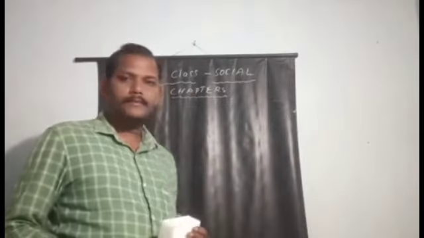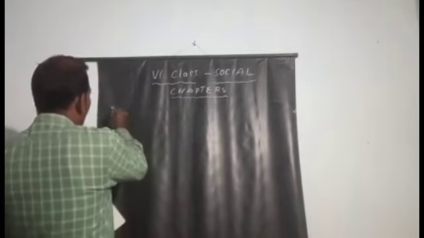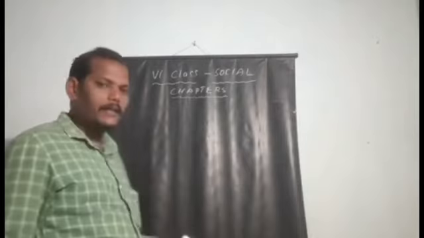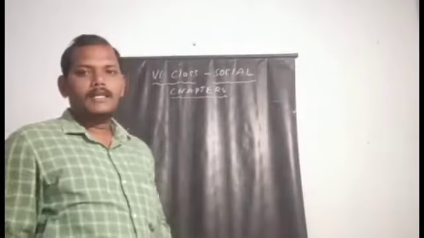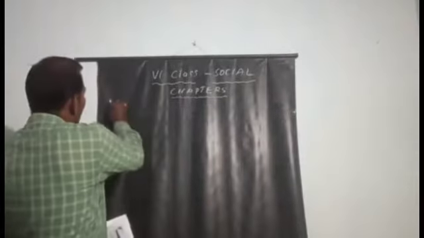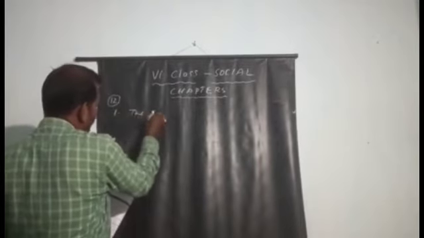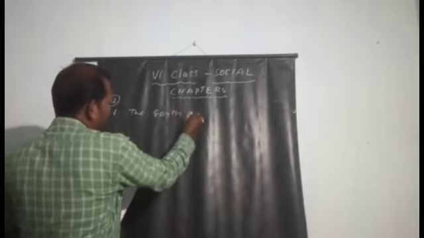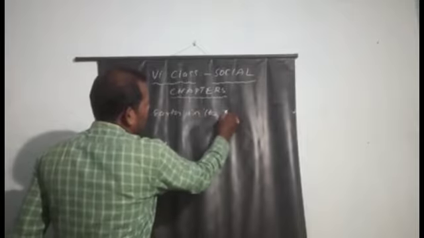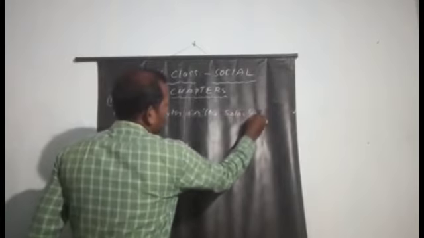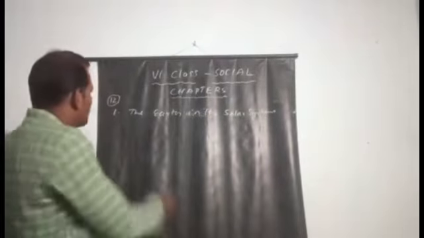Right, in the first lesson, our Earth and the solar system. Total we have 12 lessons in this textbook. Total chapters, 12 chapters. The first chapter, the Earth in the solar system. This one is the first lesson.